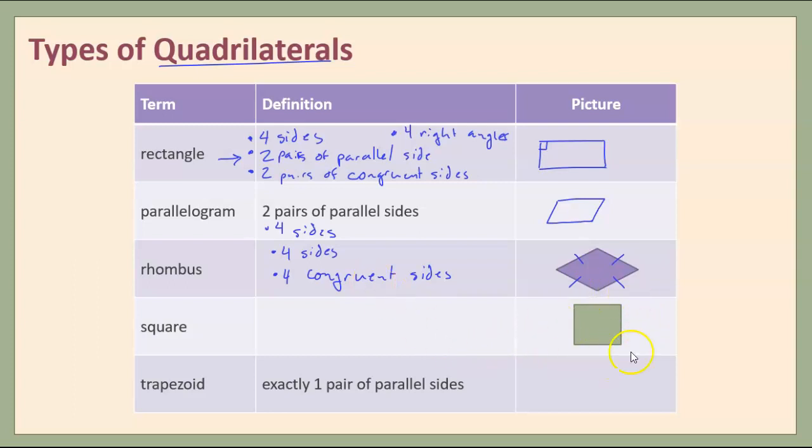Okay, now we have a square. We have a picture of a square. What do we know about squares? We know that squares have 4 sides, like all of these. Their sides are all the same length. So 4 congruent sides, using our fancy vocab term. And we also know that they have 4 right angles. So all of these sides are the same length, and all of these angles are 90-degree right angles.